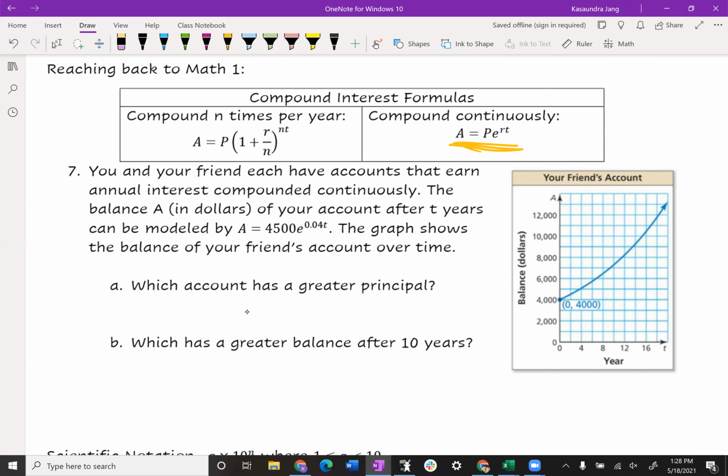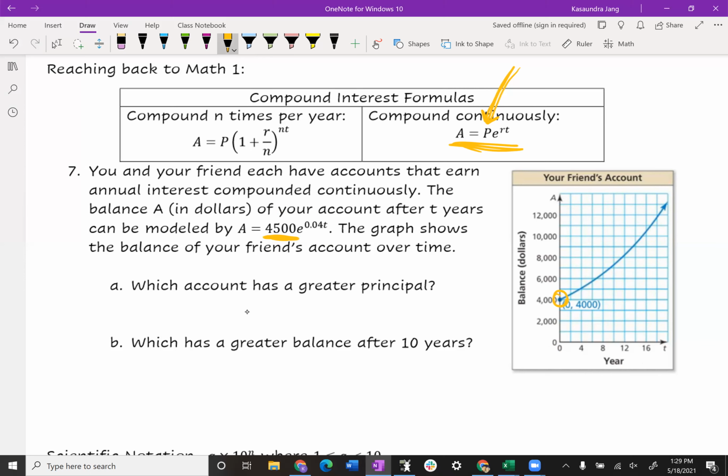Principal meaning this P right here, like this is what you start with. That's like what you deposit into the account. And I'm thinking on my equation, the P looks like a 4,500. And then at the very beginning, like at time 0, here's my number of years, right? So at time 0, it looks like this hits 4,000. So out of my 4,000 to my 4,500, I think 4,500 is greater.